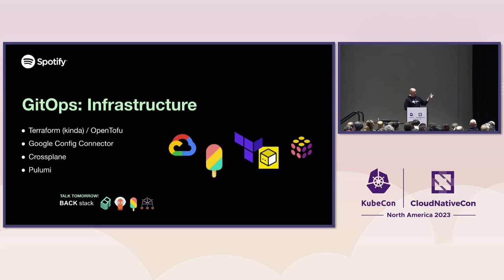Config Connector, that you saw earlier, is fantastic, but it only works for Google Cloud, so not great for everyone. But Crossplane is a CNCF project that's super interesting in this space. It does basically the same thing as Config Connector, but it's cloud agnostic. It has support for all the major cloud providers.